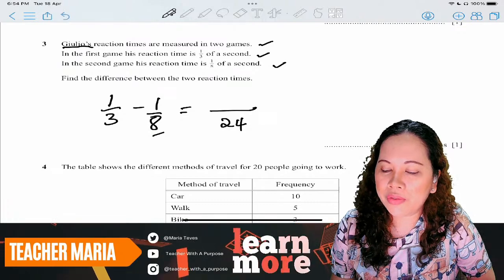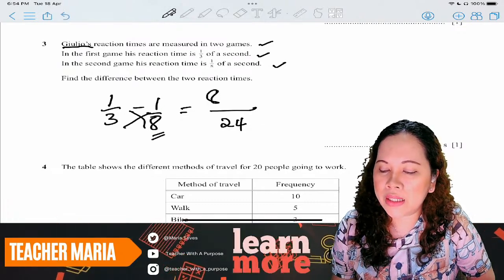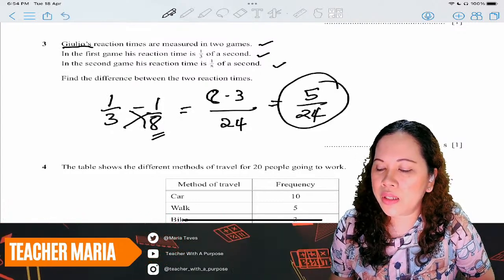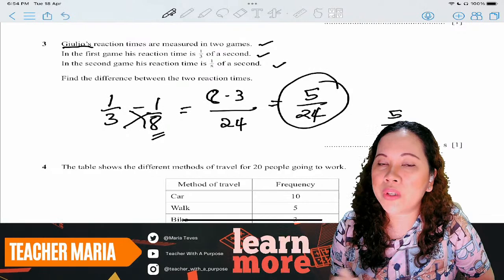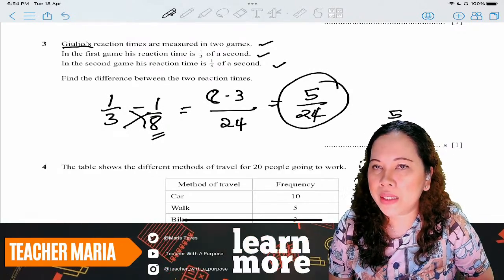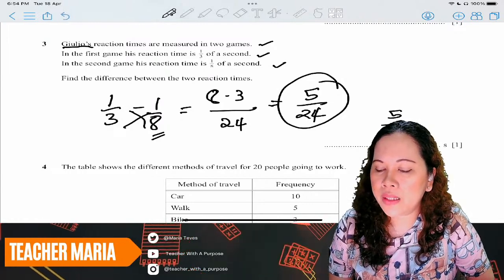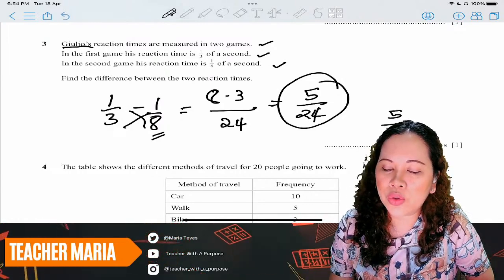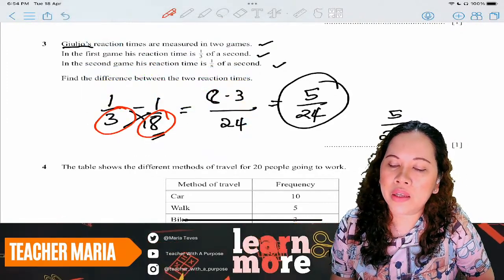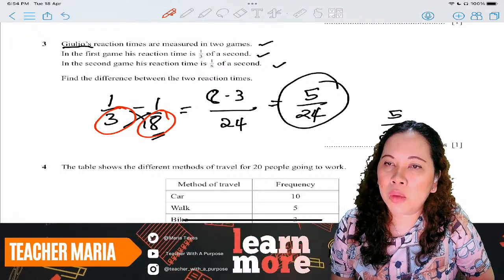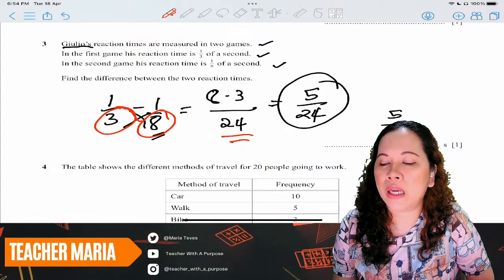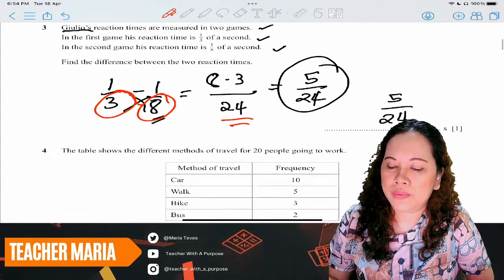So then you just need to cross multiply. That's 8 minus 3. Then you have 5/24. So this is 5/24 seconds. So this is past papers. All right, so that's 5/24. You just need to find the common denominator between 8 and 3, and the common denominator of 8 and 3 is 24, and then you just need to cross multiply. Then you'll get 8 minus 3, which is 5.